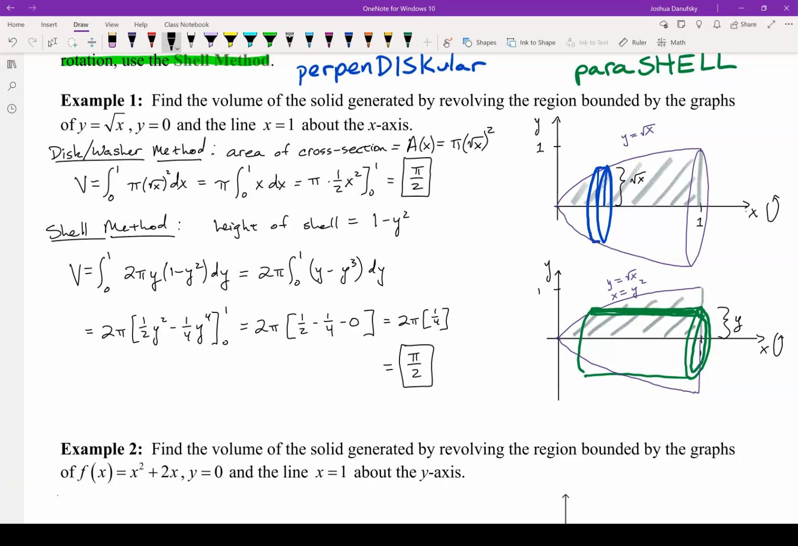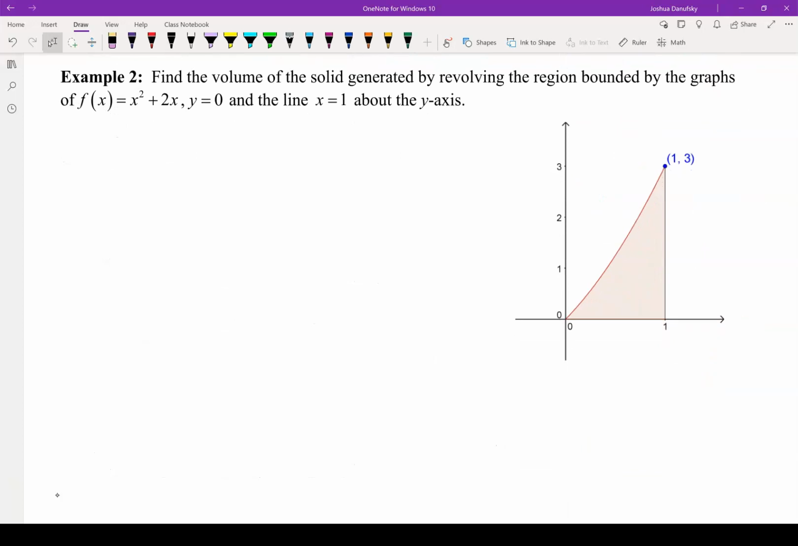In this case, each method was roughly about the same amount of work, so it doesn't really matter which one we chose. Let's look at example 2. Find the volume of the solid generated by revolving the region bounded by the graphs of f of x equals x squared plus 2x, and y equals 0, and the line x equals 1 about the y-axis.